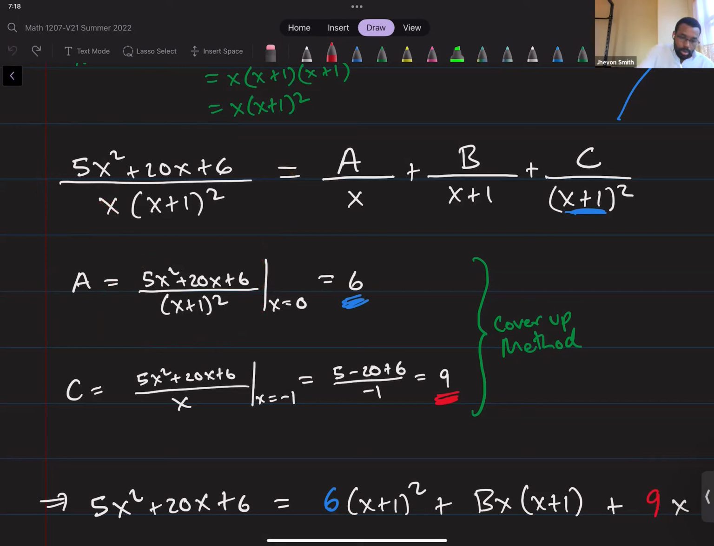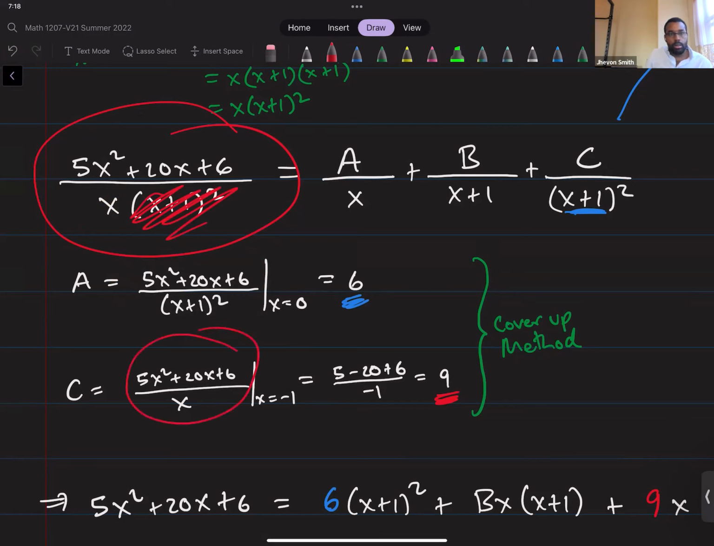Now, when it came to finding the value for C, it's the same idea. I go to the original, I cover up the denominator of C. I would end up with this expression by covering it up. And how do I know what to plug in? I plug in whatever x value makes that denominator 0. So the denominator is x plus 1. So x equals minus 1 would make that 0. So I plug in minus 1. And that gives me the 9.